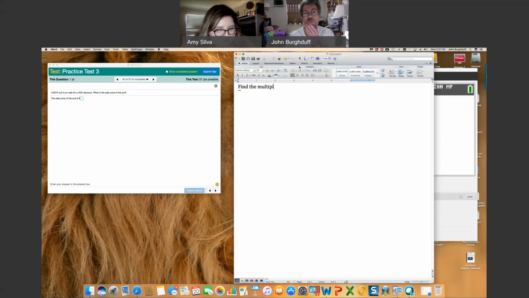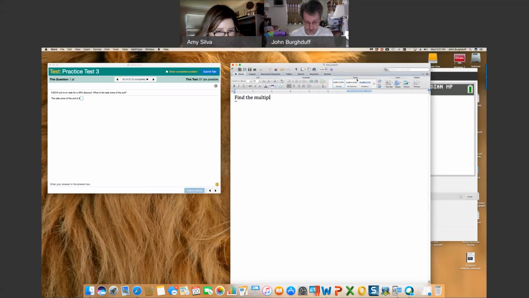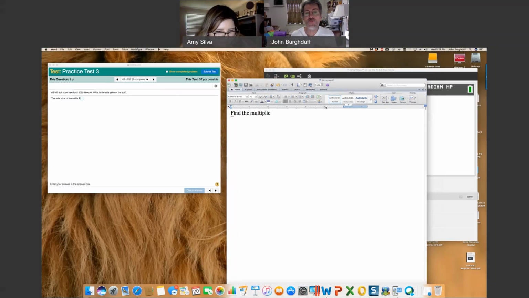Let me see what happens if I push this button here. I don't want to do that. Okay. Rather than hunting for it, we'll just do it from here. Find the multiplicative inverse of, go ahead and give me one that you'd like to.